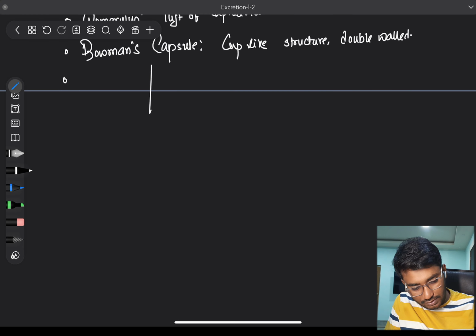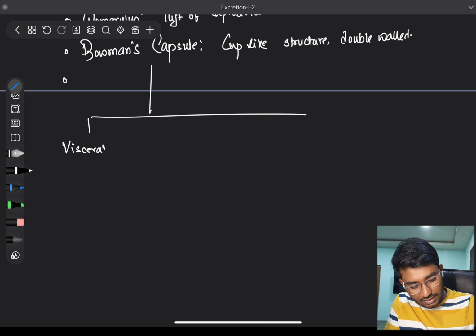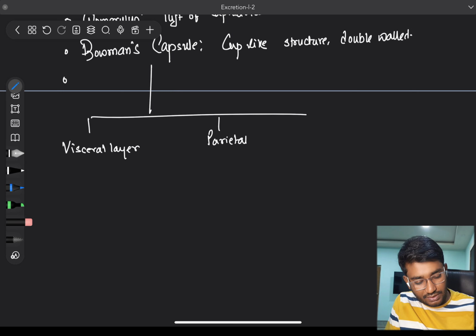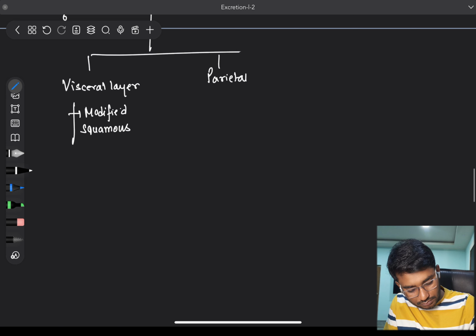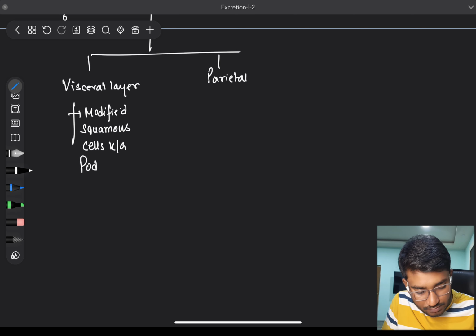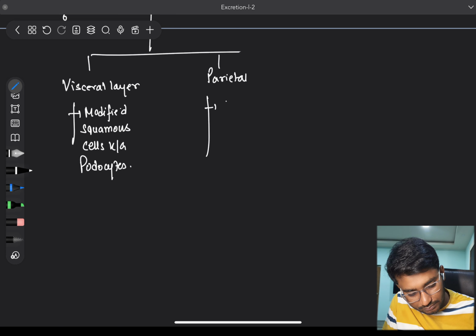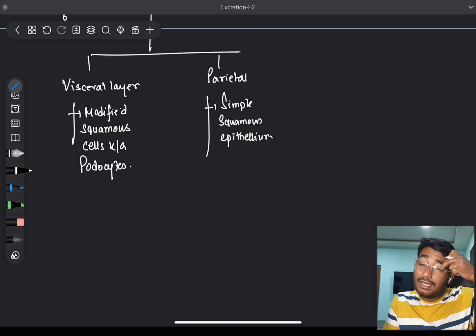Bowman's capsule consists of two parts. One is the visceral layer and the other is the parietal layer. The modified squamous cells of the visceral layer are called podocytes, while the parietal layer is simple squamous epithelium.